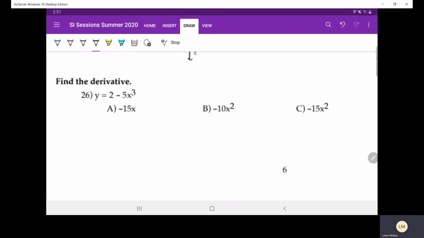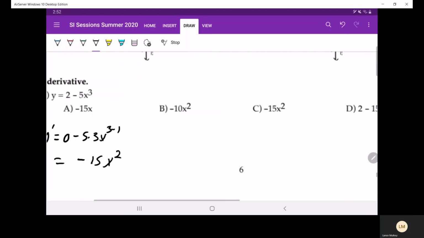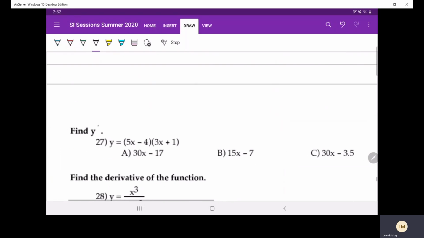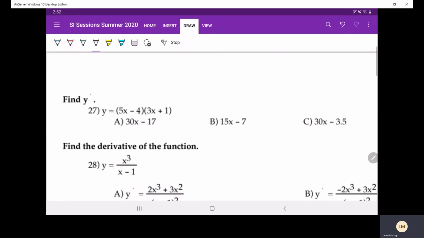Find the derivative. You can do the definition of a derivative, which is that long and tedious process of limit as h approaches 0 of f of x plus h minus f of x over h, or you can apply the product rule here. So y prime equals 0 minus 5 times 3 times x to 3 minus 1, equals -15 x squared. Nice and fast and easy, and way better than doing that long drawn out process. And y prime is the same as the derivative.